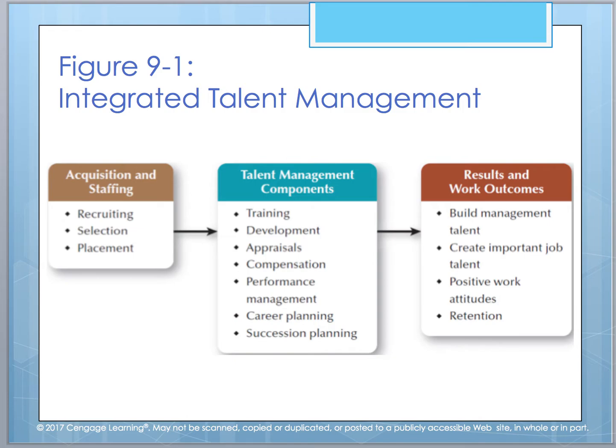Figure 9.1 shows you how to integrate talent management. You acquire team members, you properly staff them within your organization through recruitment, selection, and placement. Those are then factored into your components of training. They go through training, development, appraisals. You look at compensation and making sure that people are compensated well, how well you're managing their performance, and their career planning and succession planning.